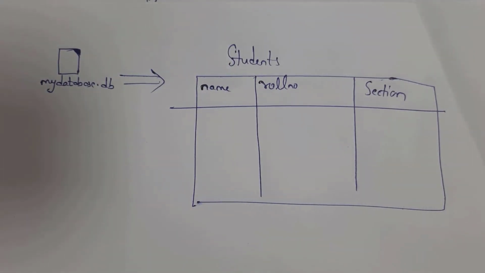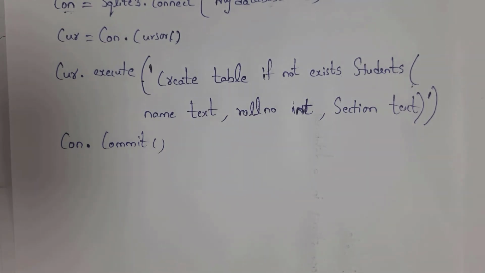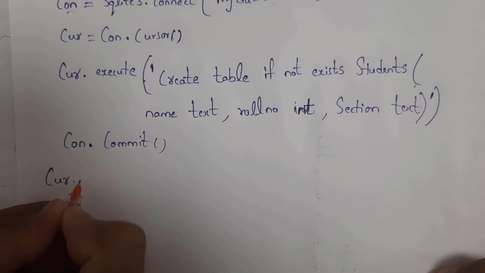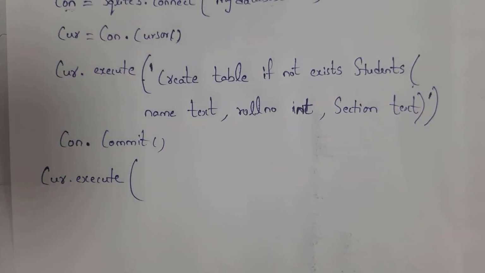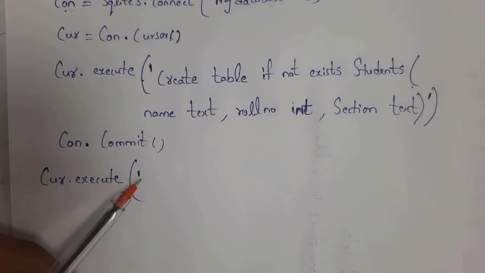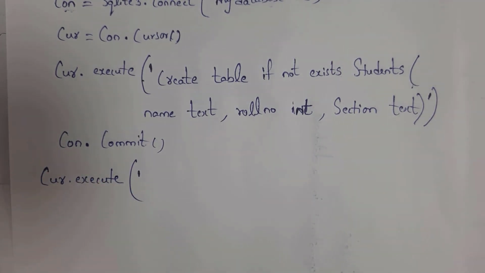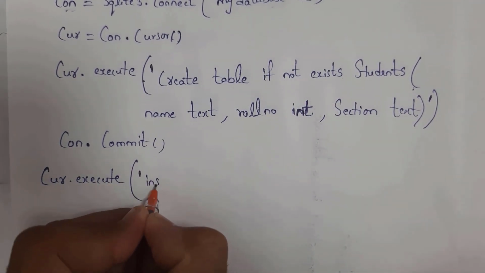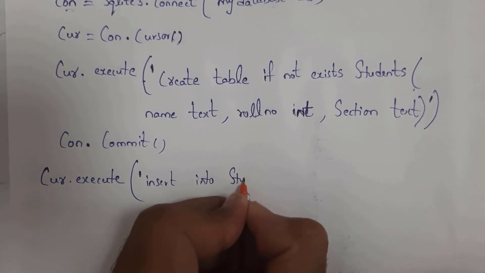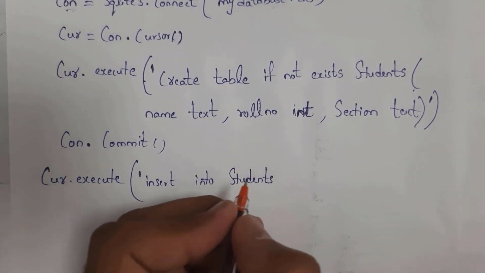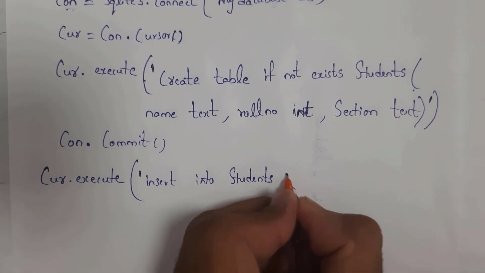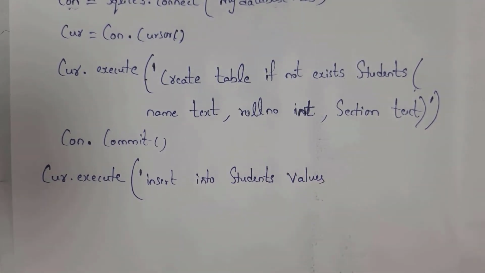Now I want to insert data, like name Ramesh, roll number 21 and section A, and similarly some more values. I already said before, if you want to insert any values, then you need to use the execute method. So just write here cursor dot execute. In execute, at first you need to take quotation. In quotations you need to write, I want to insert 3 values into the students table. So just write insert into table name, that is students. In the students table I am inserting 3 values. So insert into students values.